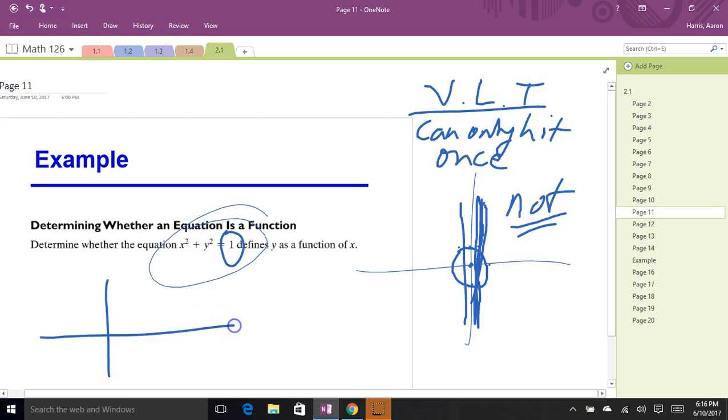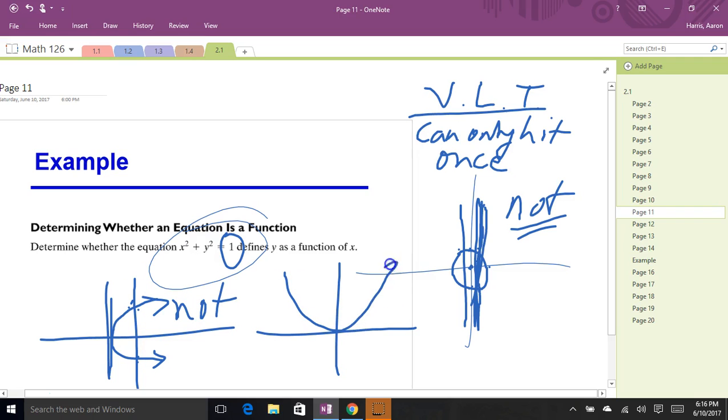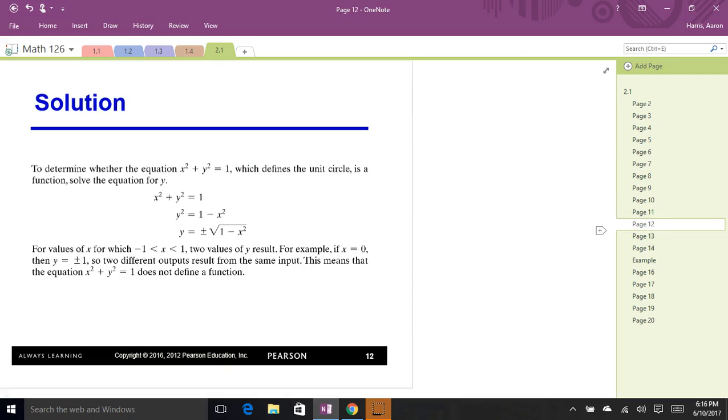Okay, so here's a graph. Let's say you were testing this. And you say, well, I only hit once here, that's fine, but then any other point that I try on this graph, notice I'm hitting twice, so this one also is not a function. Whereas a quadratic only hits once, so a quadratic is a function. Okay, so the vertical line test tells you whether you have a function.